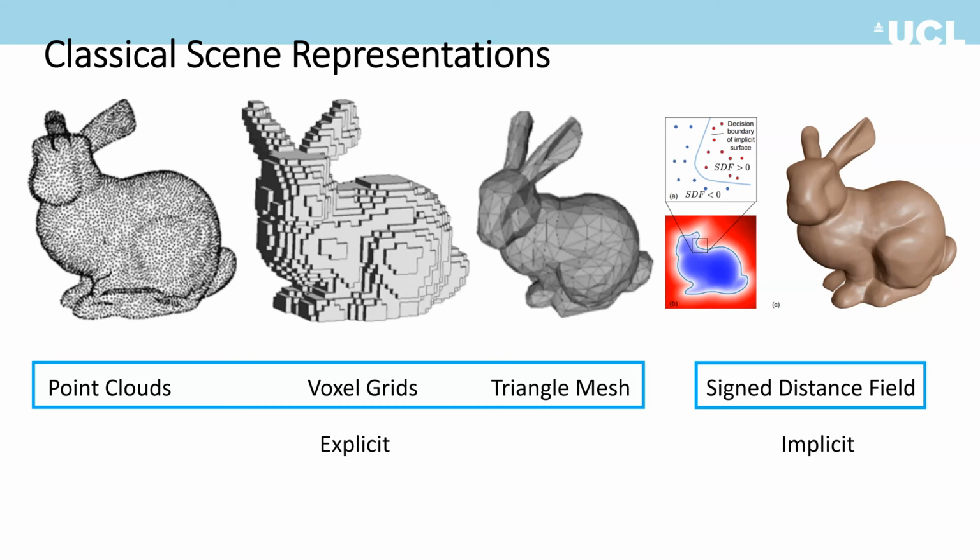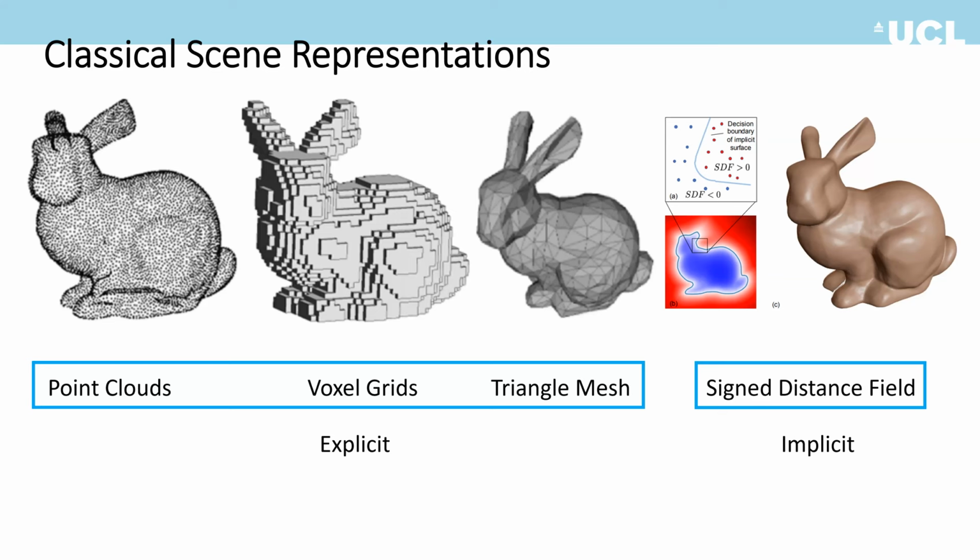To represent a 3D surface, we have a point cloud, which is simply a list of x, y, z coordinates on the surface. We also have voxel grids, where you just store zeros and ones, indicating whether the voxel is occupied or not. And we can have a triangle mesh, which not only saves the surface points, but also the connectivity between them, so that we also have the topology of the surface. The first three representations are what we call explicit representations, because we are explicitly saving the surface.